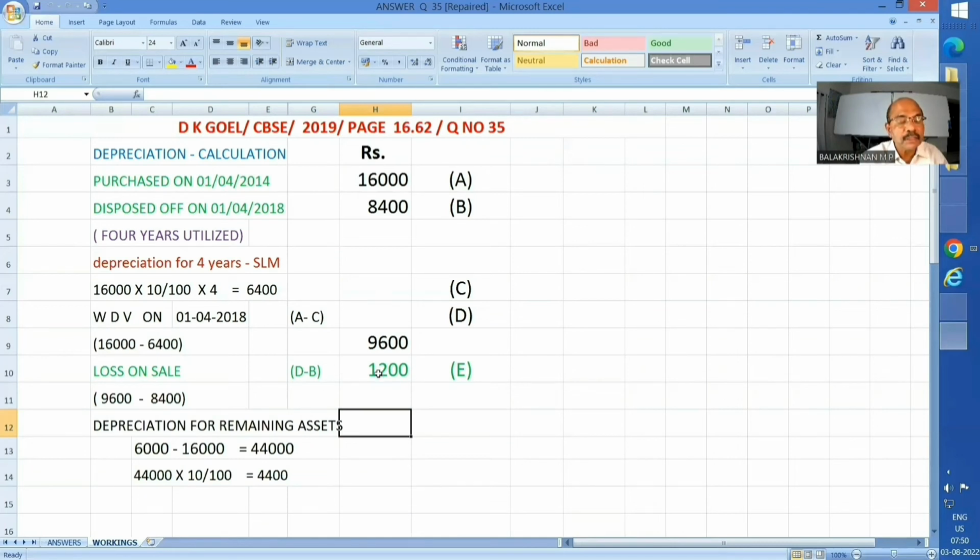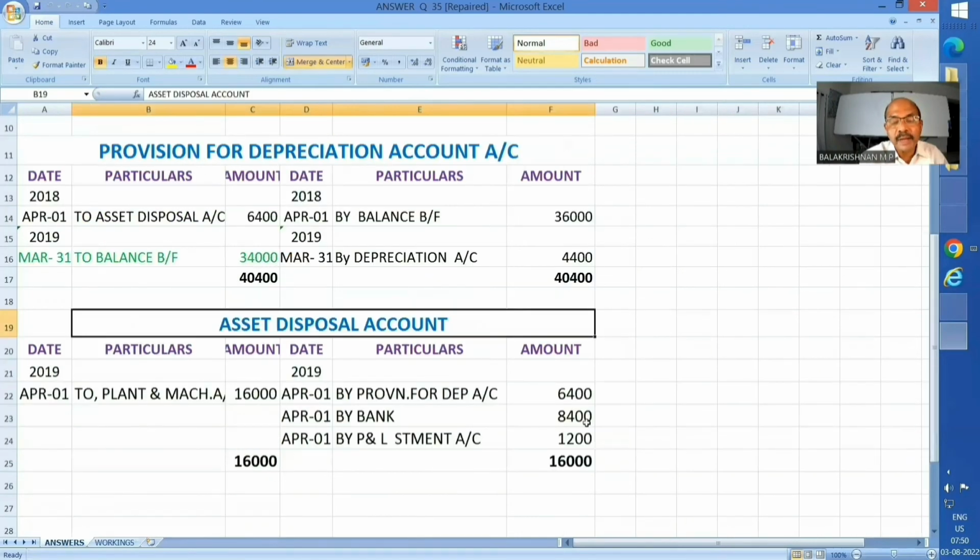Now let's just account that particular part. By bank, amount realized; by P&L statement account, for the loss. Now the asset disposal account is closed. It has to be invariably closed. I told you in the preceding sum also. It stands closed.